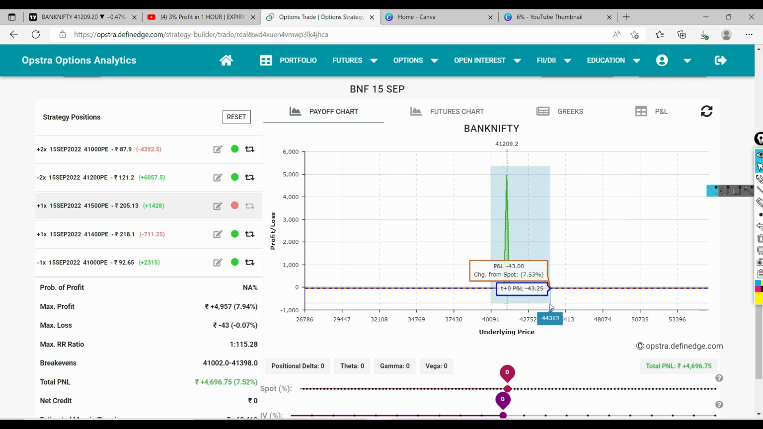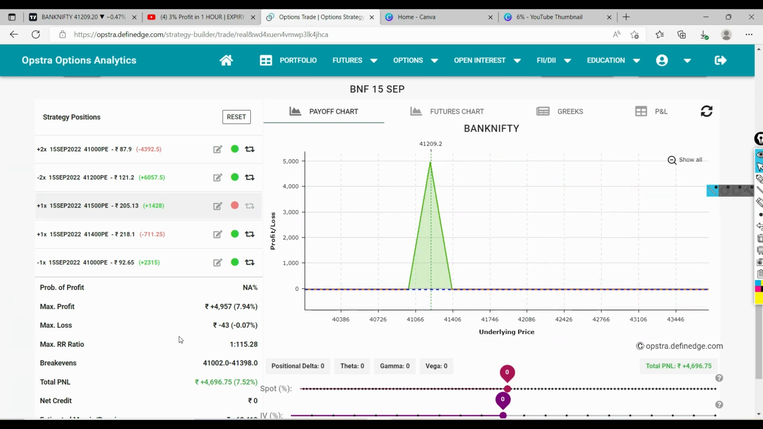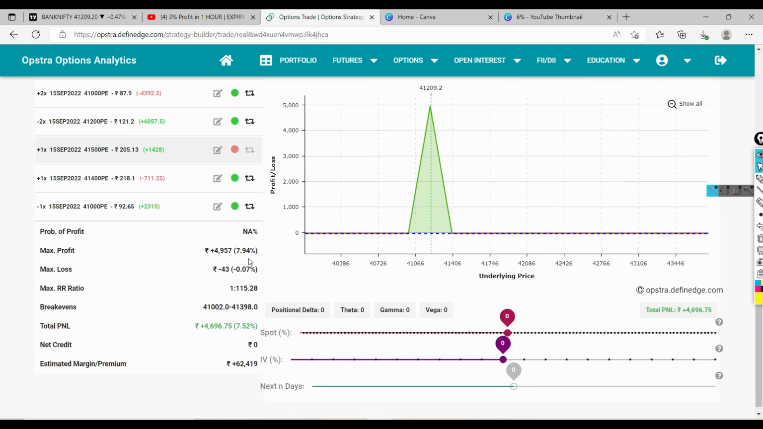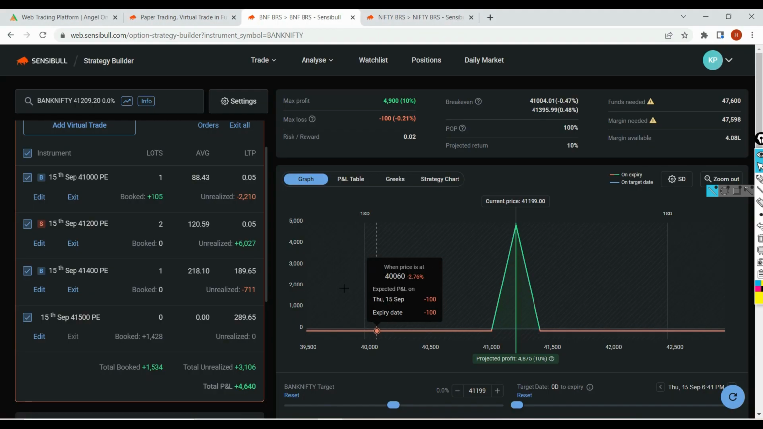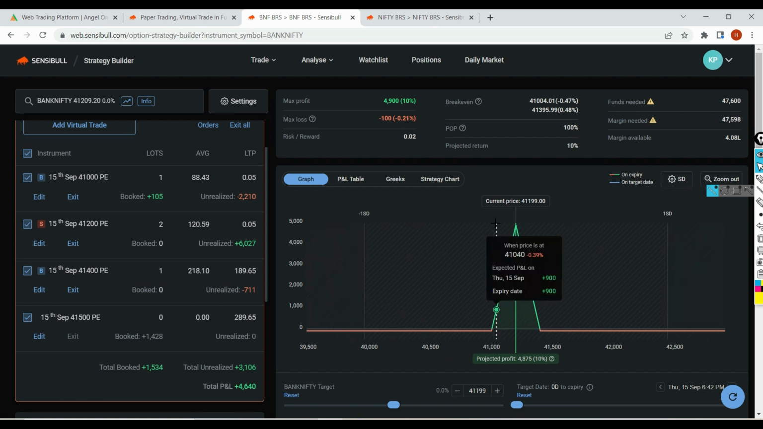This is how my trade has become. If you look at this, same thing, 4,975, 43 rupees per loss. So same thing, my trade. See, 4,900, 100 rupees. I mean, there is a price difference. This is what I've done.